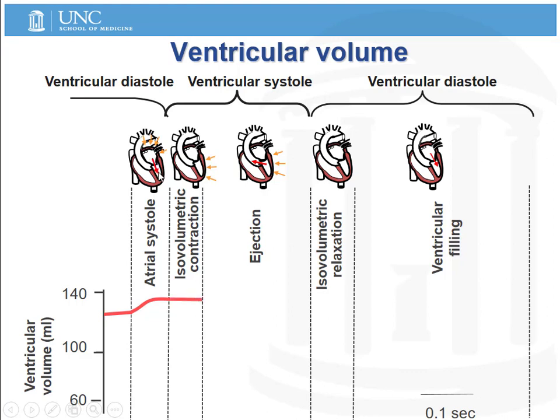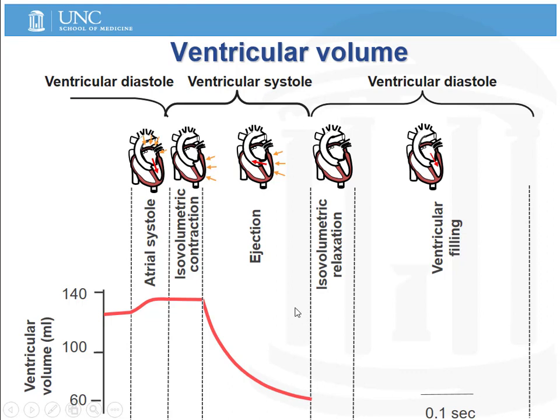During isovolumetric contraction, both the mitral valve and the aortic valve are closed, so although the ventricle has begun contracting, there's no change in volume. However, when the pressure inside the ventricle exceeds the pressure inside the aorta, the aortic valve opens and ejection can occur. When blood's ejected from the ventricle into the aorta, there's a rapid decline in ventricular volume, and this decrease in volume is most rapid during the first part of ejection.